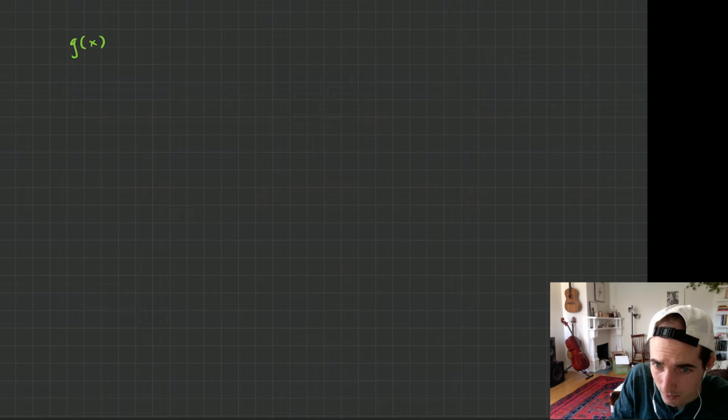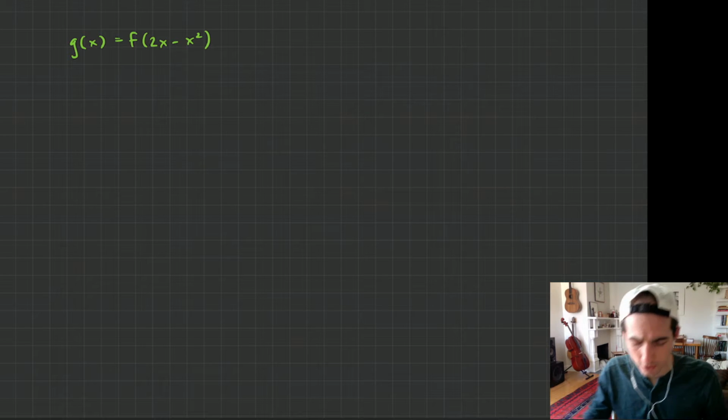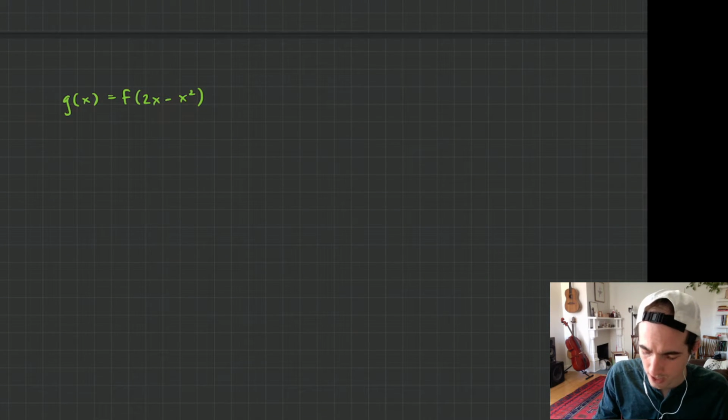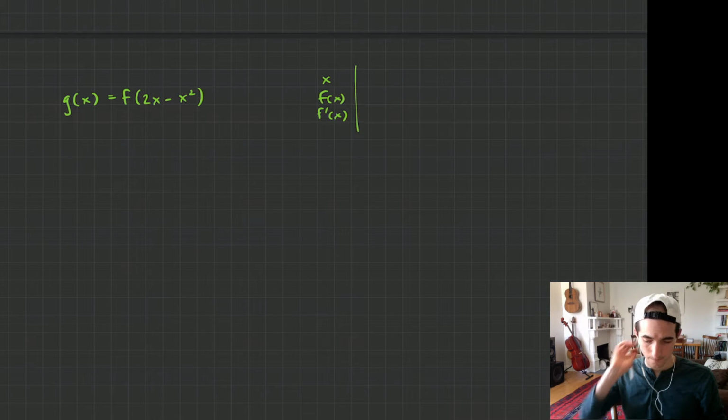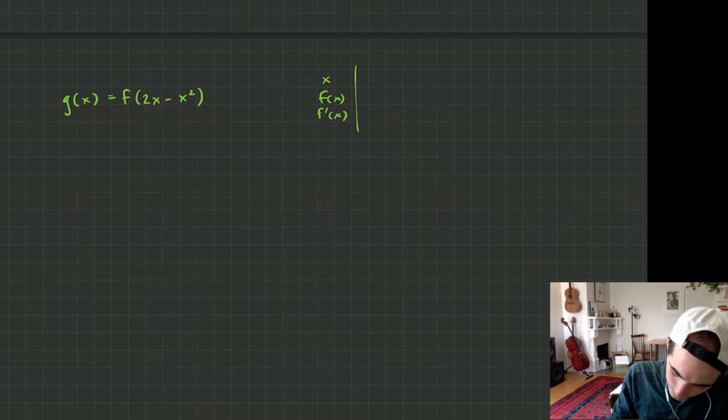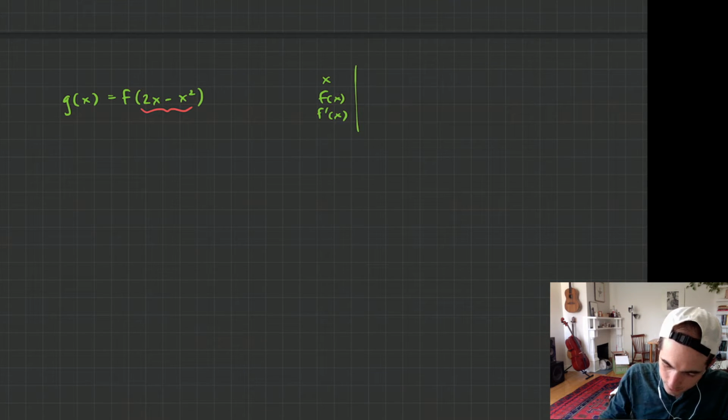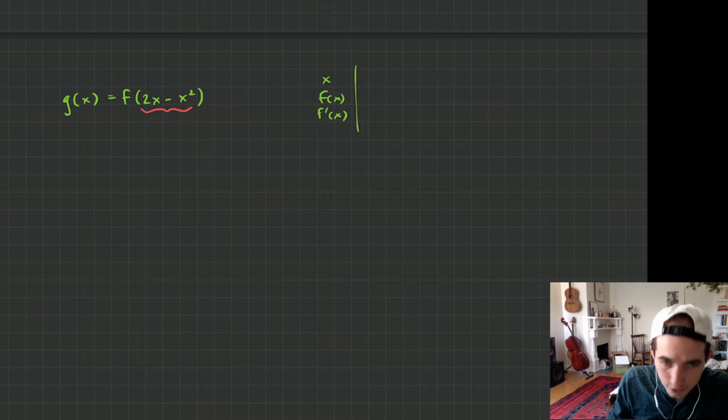So g of x, they're saying g of x is equal to f of 2x minus x squared. And the problem is that we're not told what f is. We just have this table of values, right? We're told, okay, if this is x, this is f of x, and this is f prime of x. So this is the part I'm saying. They're not spelling it out for you. So what I would do if I were you is I would introduce my own function.